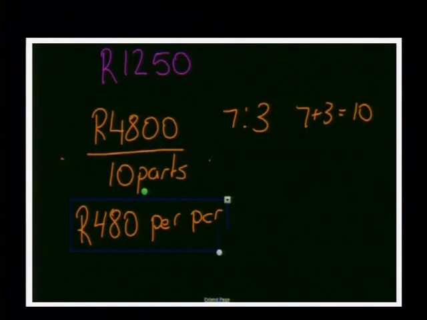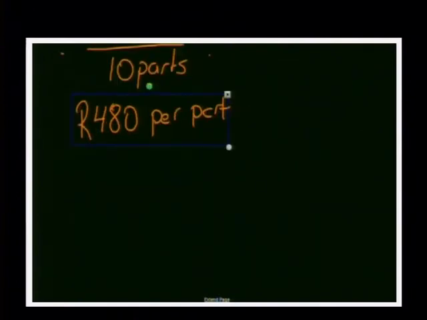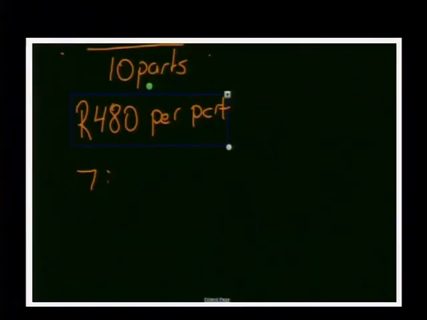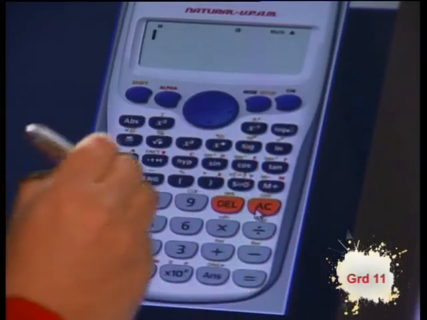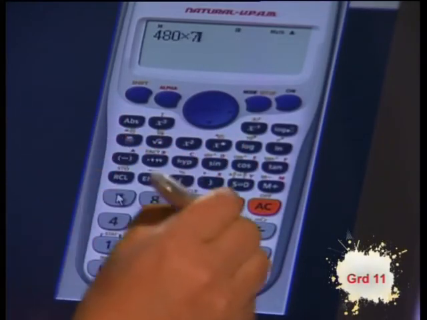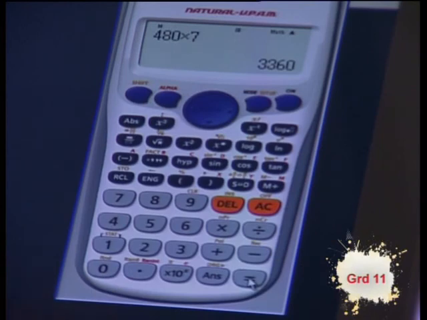480 Rand per part. But that doesn't tell me the ratio that they were split in. Remember, they were split in the ratio of 7 to 3. So I'm now going to multiply each of these by 480 Rand because that's per part. So 480 times by 7, and I'm going to say 480 times by 3. Now let's do those two calculations. So 480 per part times by 7 parts is 3,360.